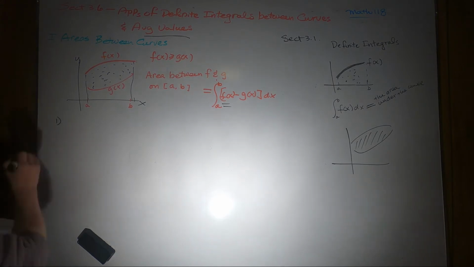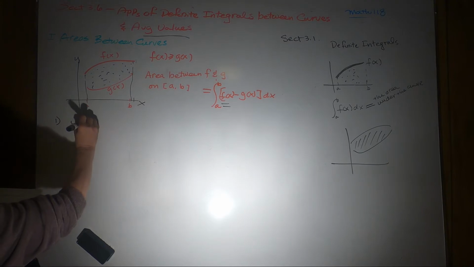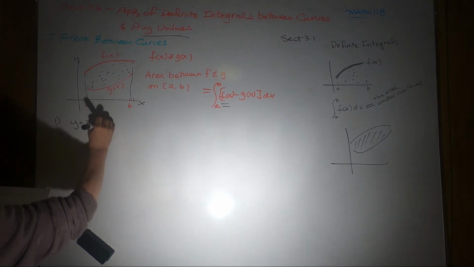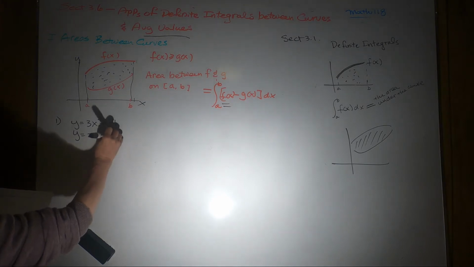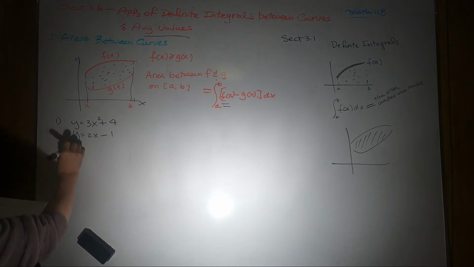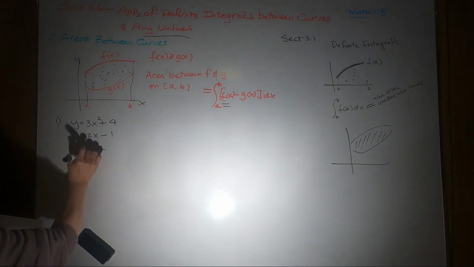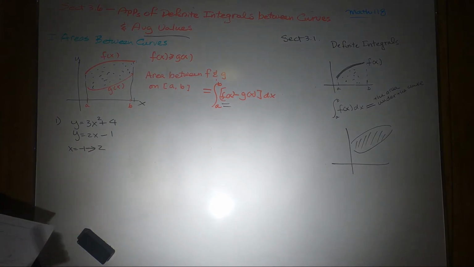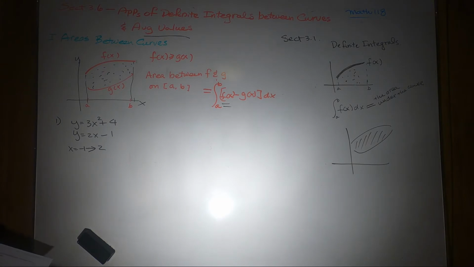Okay, so let's see some examples. Find the area between 3x squared plus 4 and another one, 2x minus 1, from x equals -1 to 2. So what do we do? Do the graphs. Use your calculator, right, to do the graph. Or go to the website.